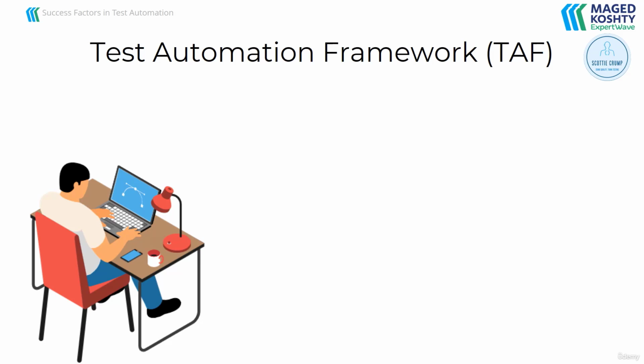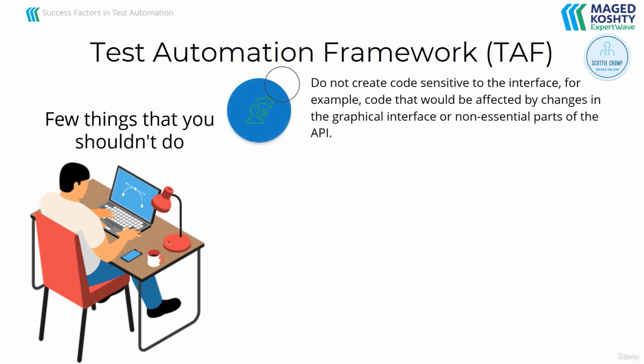With these maintenance considerations in mind, in addition to the important items that should be done, there are a few others that you shouldn't do. Don't create code sensitive to the interface. For example, code that would be affected by changes in the graphical interface or non-essential parts of the API.